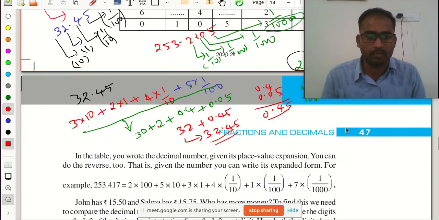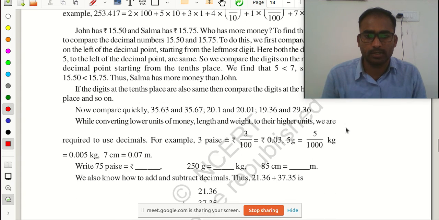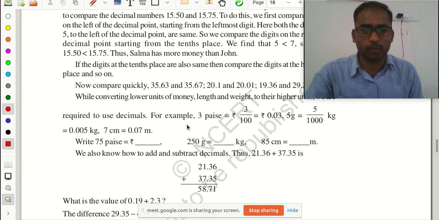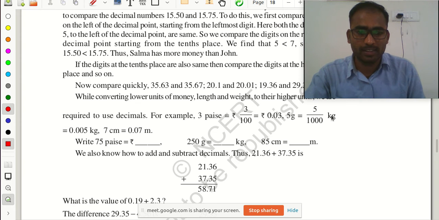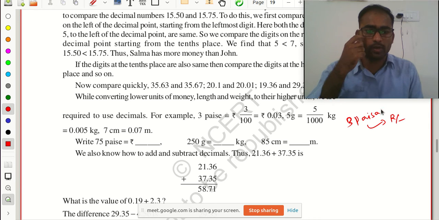Okay? Clear now? Yes, that is what I explained here. Next, suppose you need to write 3 paisa into rupees. How will you write it?